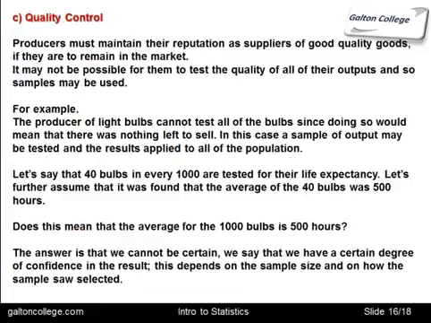Quality control, well, it's important that the number of defective items leaving the factory is not significant. And what I mean by significant is a technical term in statistics, which we'll talk about again in later videos. But the idea here is that the reputation of the business is at stake. If the business is sending out defective products, customers may become alienated.